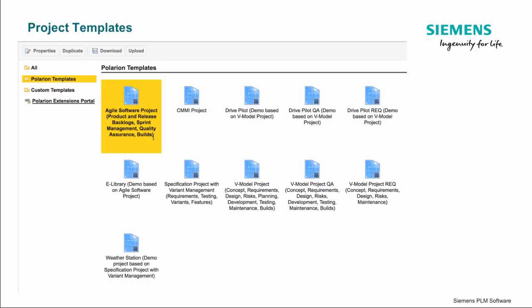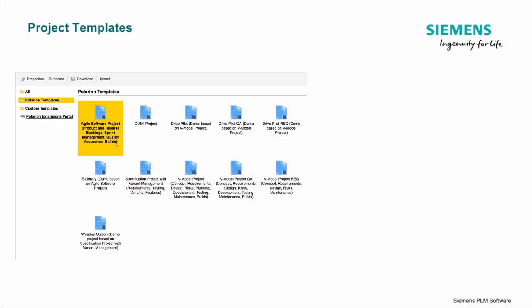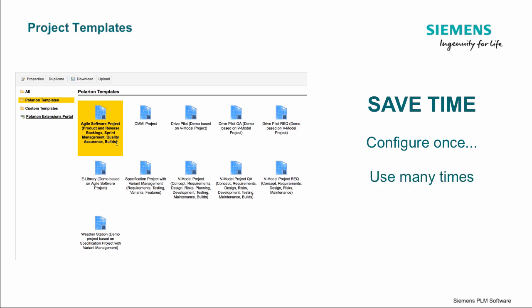Polarion ALM comes with predefined project templates, which you can reuse and modify as needed. Project templates are a huge time saver. You configure everything once, from artifact types and their workflows to default work items, specification documents, and other content, and you reuse it all for multiple similar projects.